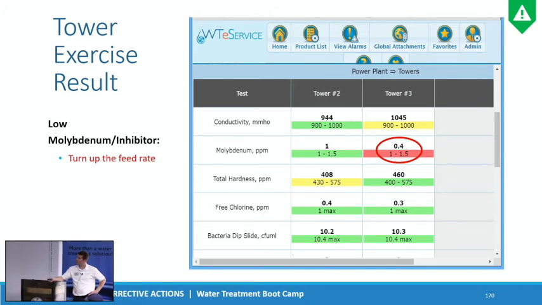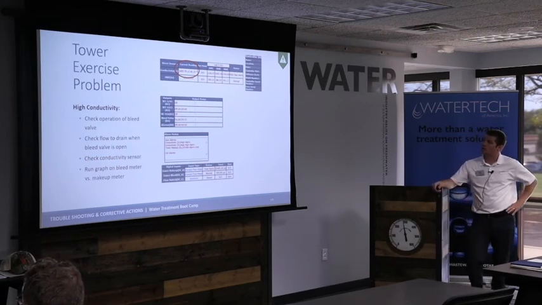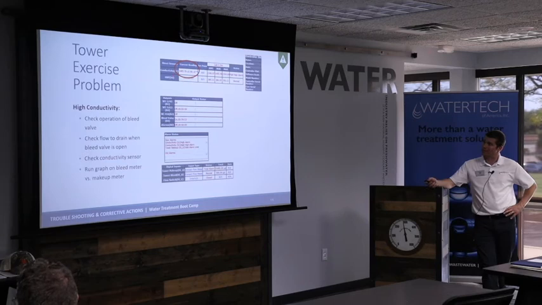Okay. Next tower exercise problem. This is what a status report and an alarm report would look like from an e-controller out in the field. You can see, again, here we're looking at our conductivity reading is high. We know it's high because our set point here says it's 950, but yet it's reading 1485. And so what do you think would be maybe a corrective action here?